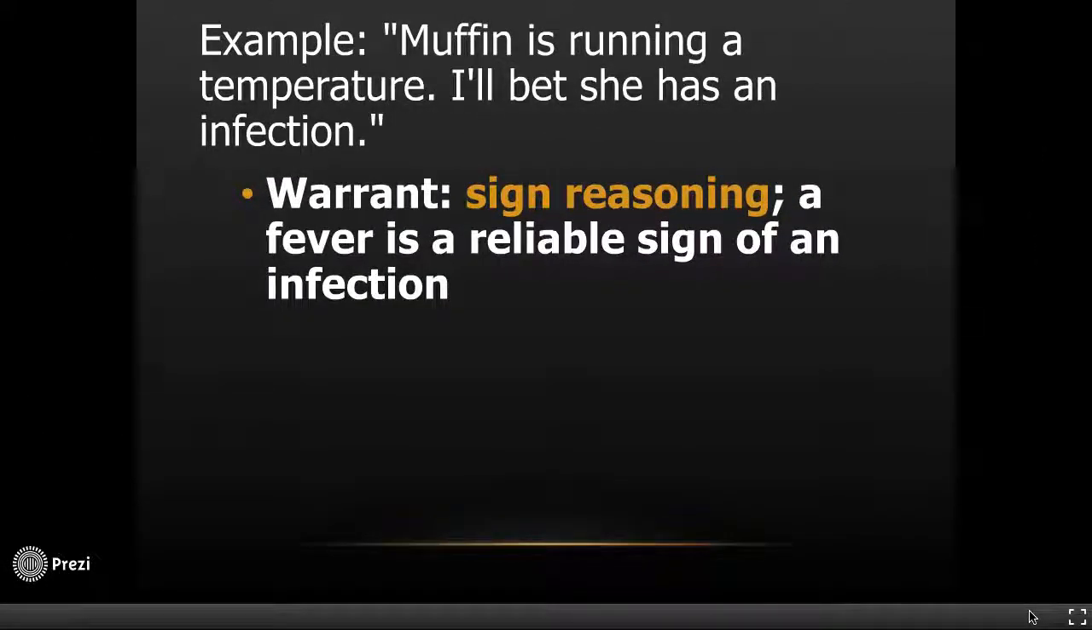So, Muffin is running a temperature. Muffin is, of course, Ben's pet. Something. Tarantula. Ferrets. Ferrets, there you go. I'll bet she has an infection.